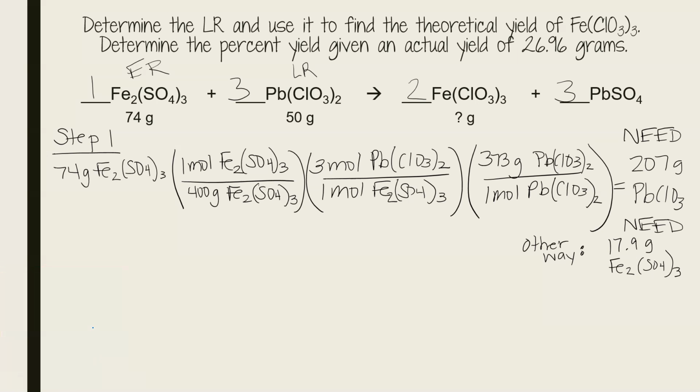Limiting and excess. Step 2 is to take my limiting and solve for theoretical. So I'm going to cross that out. Here's my unknown that I care about. I don't care about this. Start with your limiting.